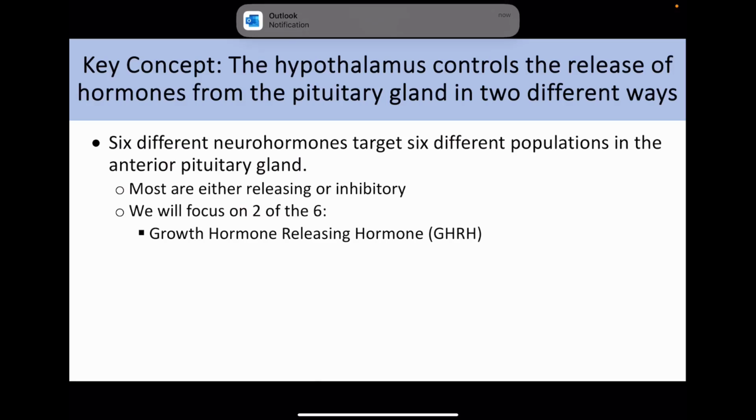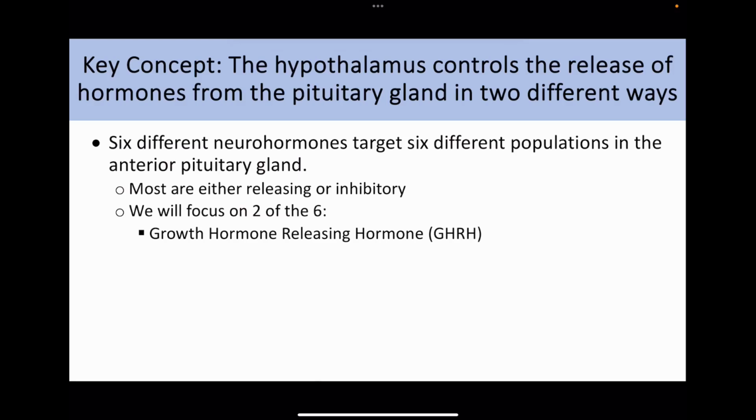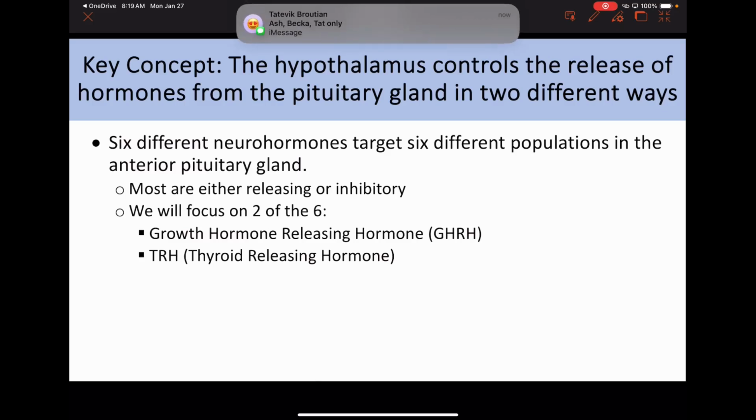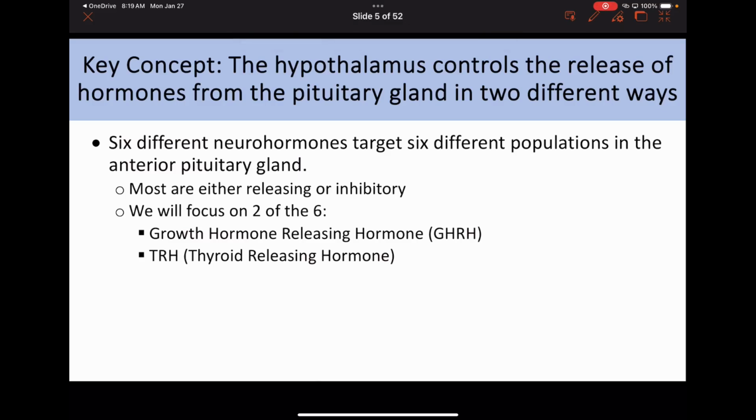One of them is growth hormone releasing hormone, meaning it causes the release of growth hormone. And then we have thyroid releasing hormone, and thyroid releasing hormone is going to eventually cause the release of thyroid hormone. Questions on that so far?